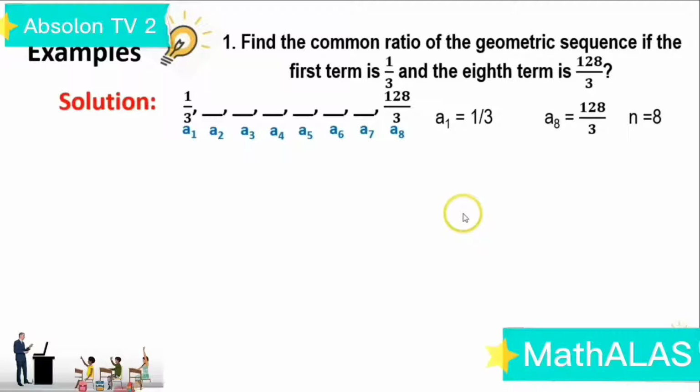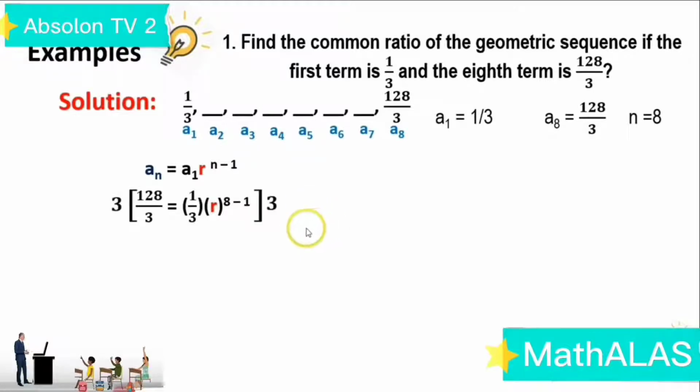So to find the common ratio using the geometric sequence formula, we will substitute these values. So we have 128 over 3 equals 1/3 r raised to 8 minus 1. To solve for r, we have to multiply both sides of the equation by 3 so we can eliminate the fractions. So 3 times 128 over 3, the 3s cancel, and you'll have 128 equals r raised to 7.